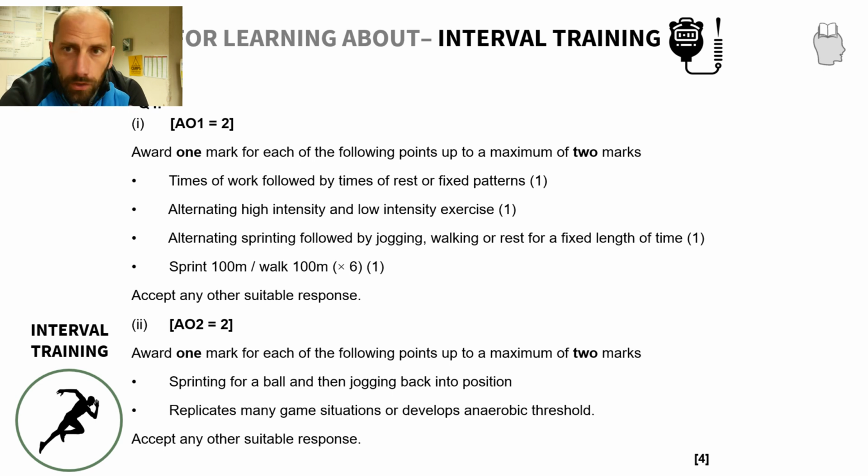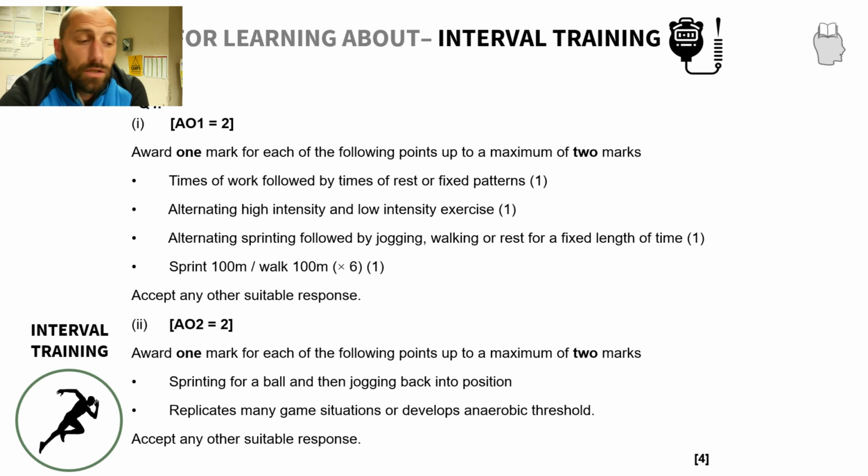The next one, you've just got to talk about here sporting examples. So when would interval training actually be used to then help me in my sport? So in this example, we've gone for something like sprinting for a ball and then jogging back into position. Quite straightforward. Replicates many different game situations and develops the aerobic threshold. So again, we are trying to think about how that interval might increase my speed, therefore how could that actually help me? You could then have suitable examples from your sport, such as getting to the ball quicker, trying to improve your final 400 metres and 1500 metres. So all those things that we looked at earlier.